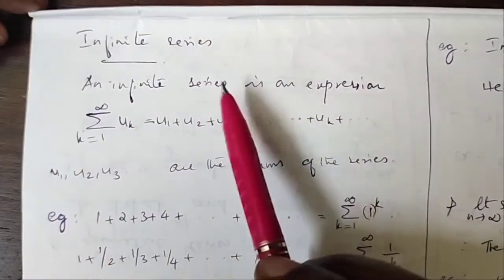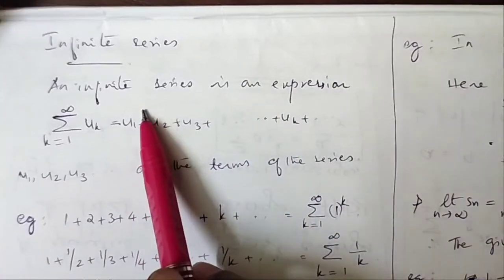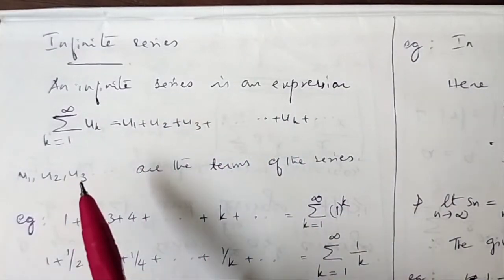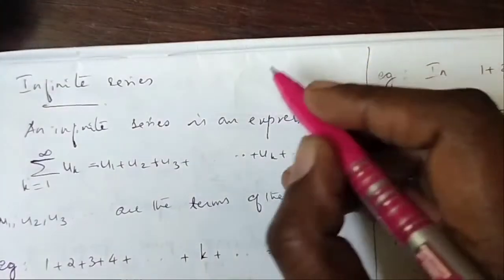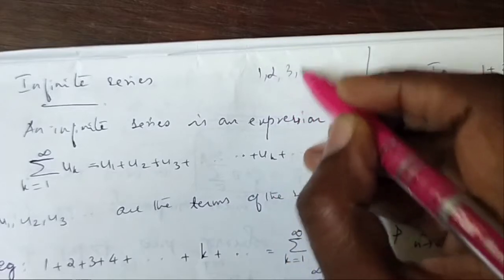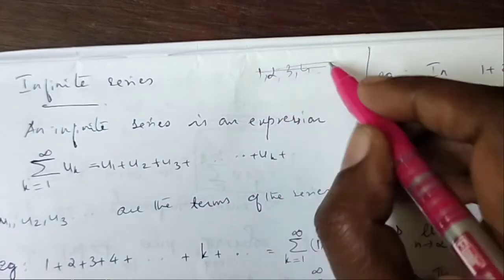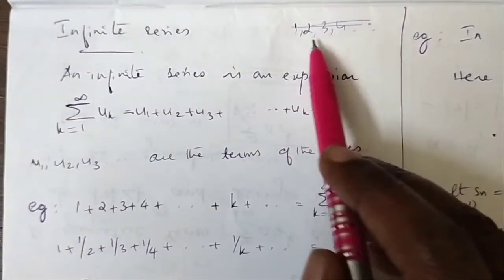So next is an important topic. It is infinite series. So what is an infinite series? What is the difference between sequence and series? Sequence is just writing the terms 1, 2, 3, 4, etc. So this is a sequence.